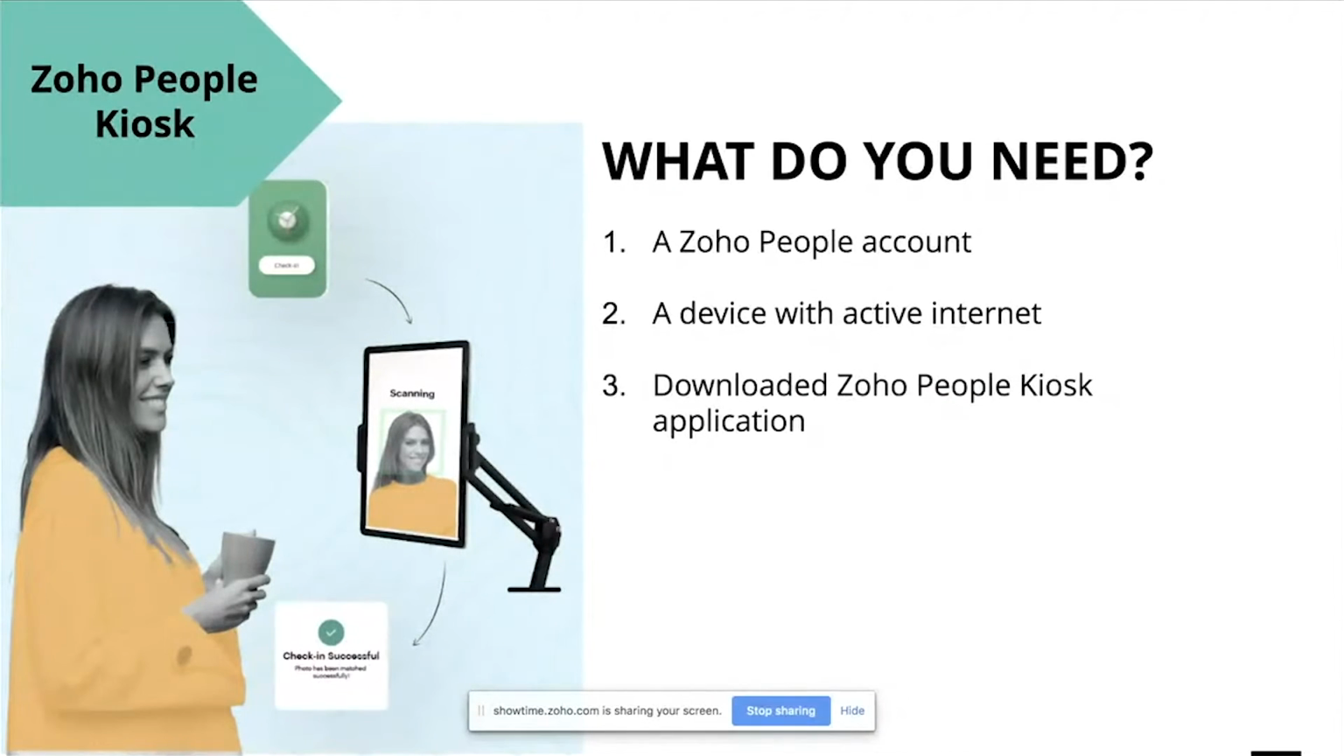So what do we require to set up this application? We need a Zoho People account from which this kiosk needs to be set up. That is, basic configurations need to be done in a Zoho People account. And we need a device using which we'll capture employees' attendance, with active internet on it. And on that particular device, the Zoho People Kiosk application from the Play Store or, in terms of iOS, the App Store, needs to be downloaded. This is all that you need to set up a facial recognition kiosk to mark your employees' attendance.